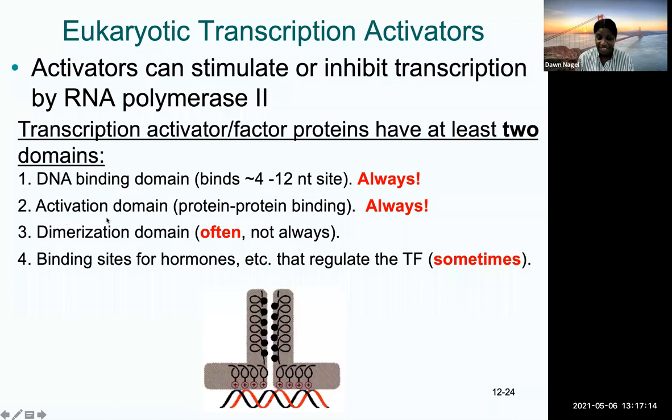You also need to have an activation domain always, because they also need to interact with proteins that are already present there, right? So they might interact with one of the TFIIDs or one of the general transcription factors or other types of protein that's important for transcribing that particular gene, okay? Sometimes it has a dimerization domain. So sometimes it has domains that allow it to form dimers with other proteins or other monomers of the same protein family, okay?